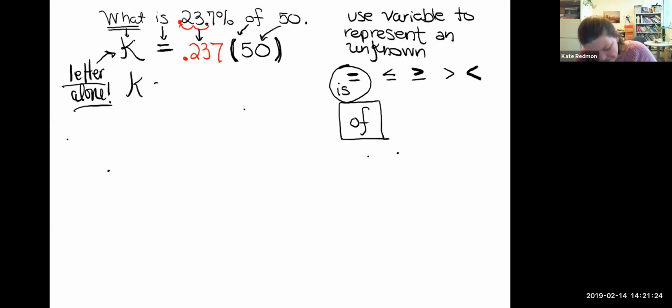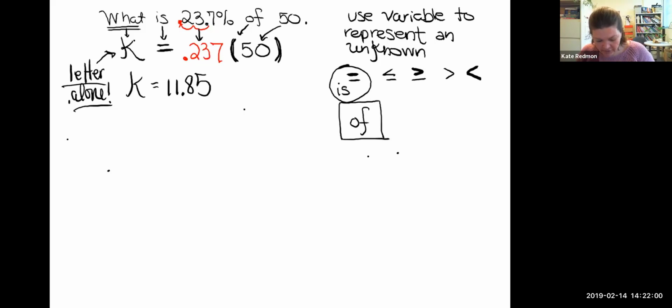I will pick up my TI. Your calculator does simplifying, and I will just do the math that it tells me to do over there. It says if you want to find K, take 0.37 and multiply by 50. Sure, I'll do that. And I get 11.85. And we're going to get a little faster and faster at the translation so that these will go pretty quickly.